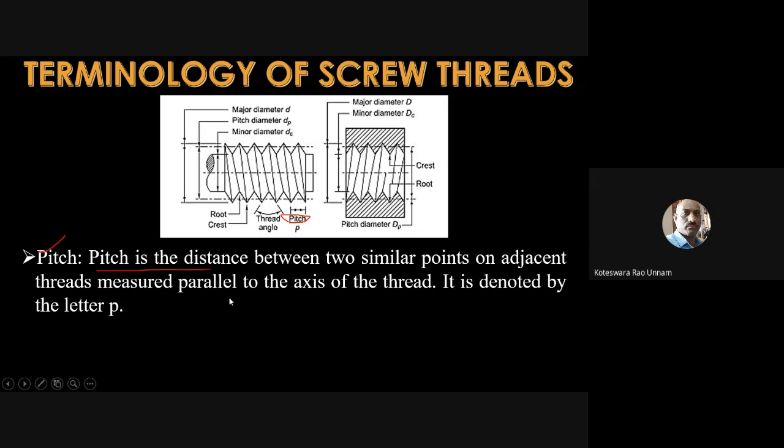Okay, anyway, we have two more definitions left out. We'll see those definitions and we'll stop the class now today. A lot of disturbance is there here.